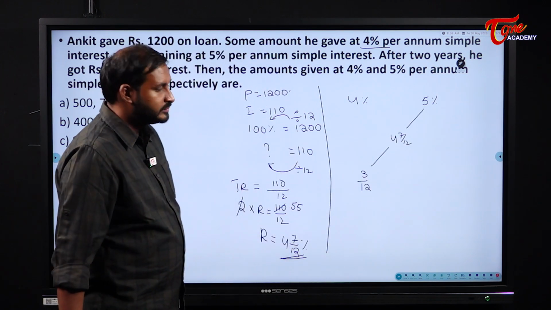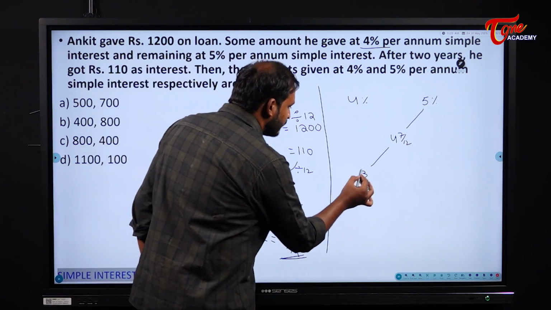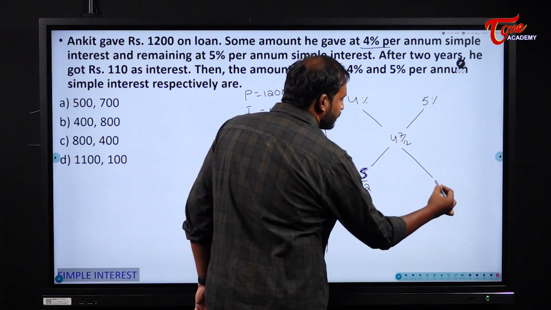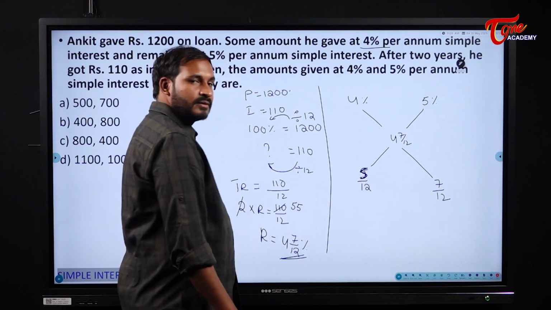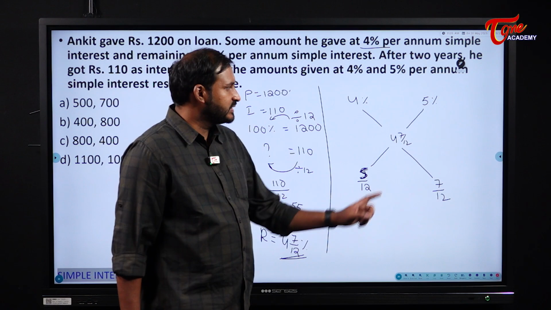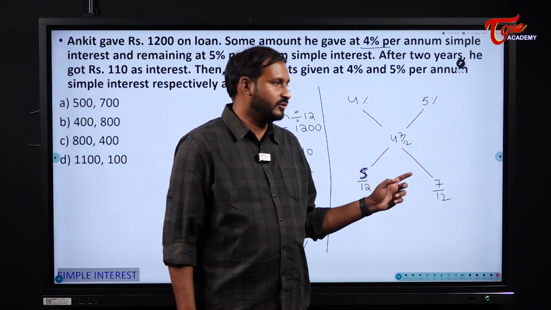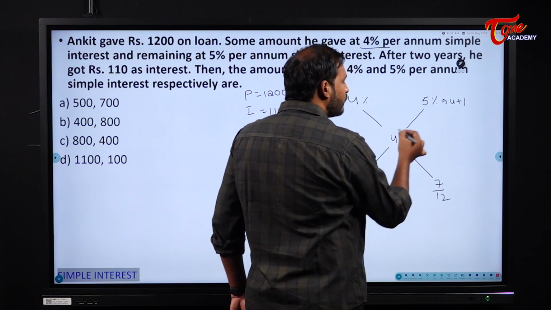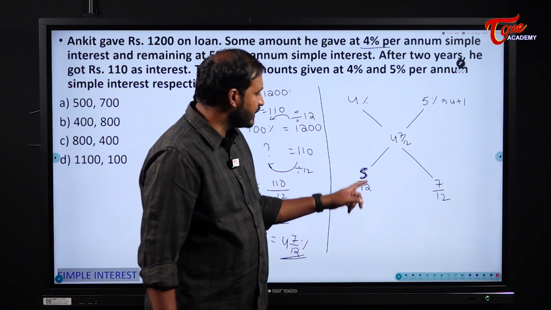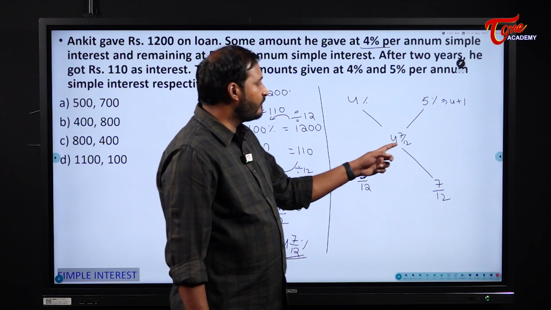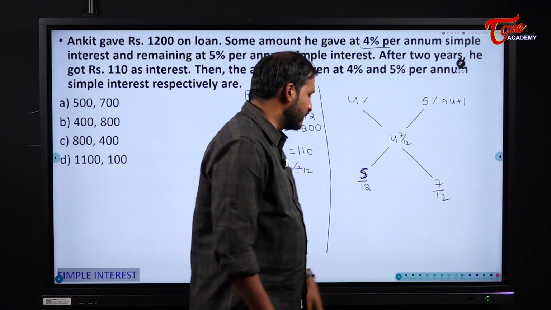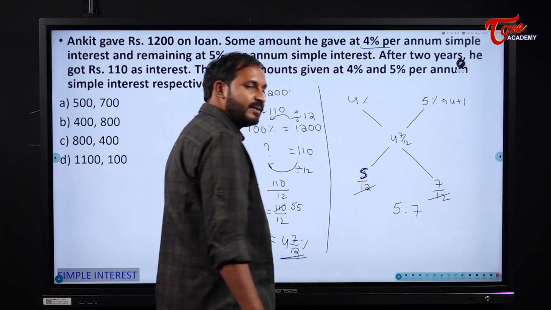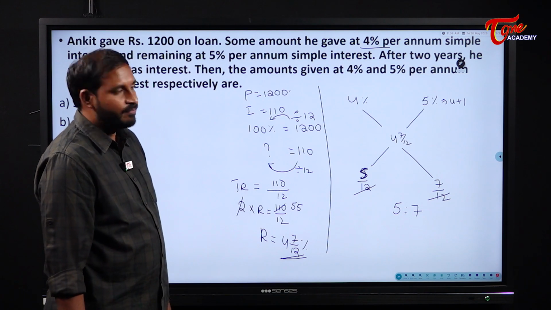3 by 12. Am I correct? What is the difference between these two? 5 by 12, not 3 by 12, 5 by 12. What is the difference between these two? 7 by 12. Very simple, students. 5 and 4, 7 by 12. However I need to calculate, you can write this 5 as 4 plus 1. 4 will get cancelled. So 1 minus 7 by 12 becomes 5 by 12. And 4, 7 by 12 minus 4 becomes 7 by 12. Now the ratio becomes 5:7. That means 5 parts and 7 parts.